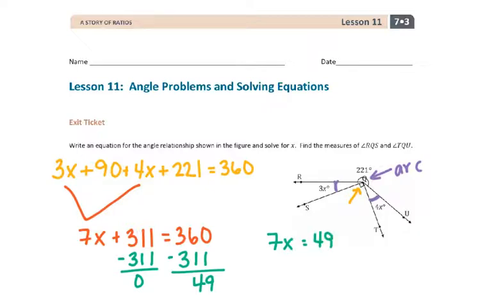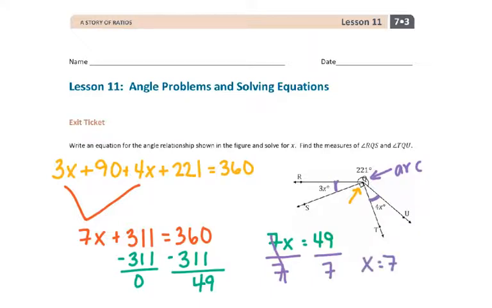Now remember, if we have a number and it's being multiplied by a letter, we need to do the opposite of the multiplication that's happening between that number and letter. So we're going to divide both sides of this equation by 7, because remember, whatever we do to one side of the equation, we also have to do to the other. So we end up with x equals 7.